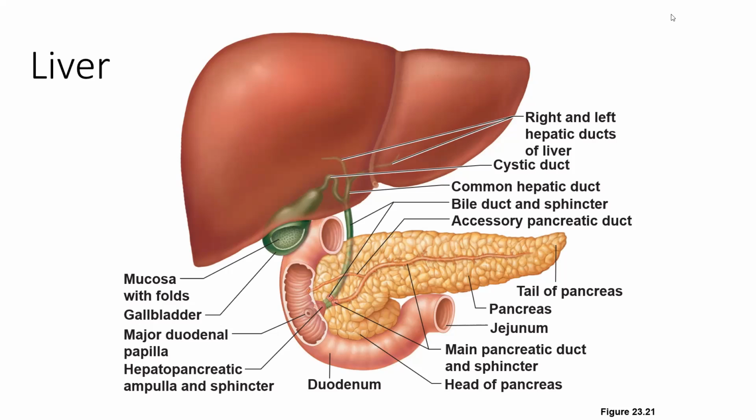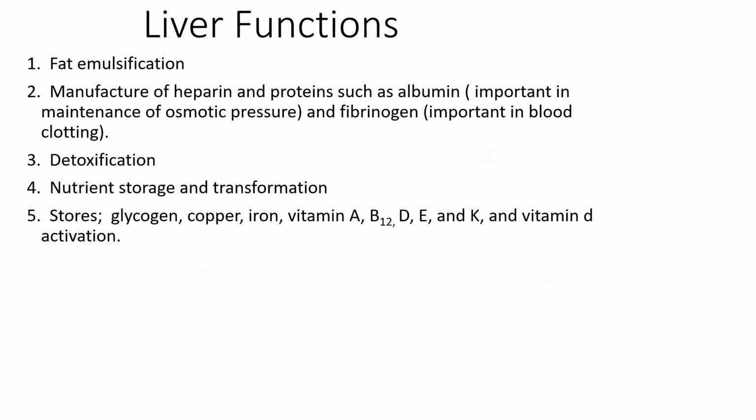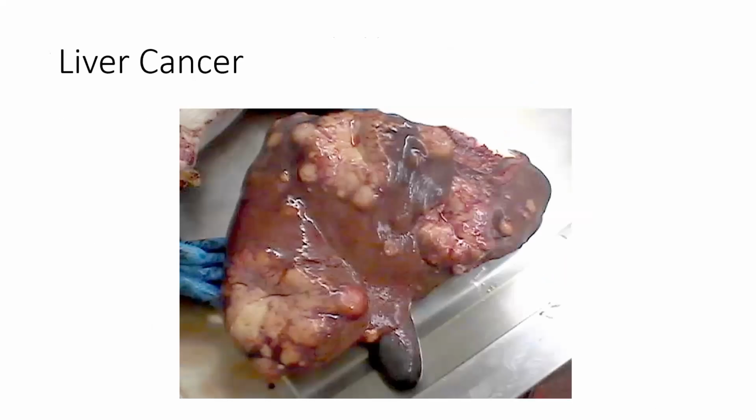So here we see the hepatic ducts here and here leading into the gallbladder. Here we have the bile duct right here coming down. There is the main pancreatic duct right there, and we have a sphincter on each one. And now this combined structure is called the hepatopancreatic sphincter. So we release digestive enzymes and bile into the duodenum at the same time. And as far as digestion goes, it is all about breaking down fat, the fat emulsification. Now, liver cancer.